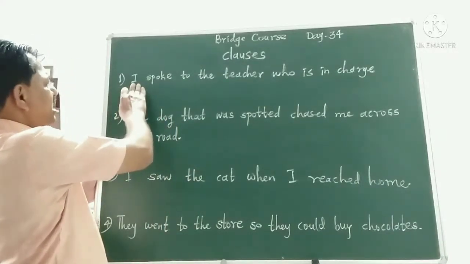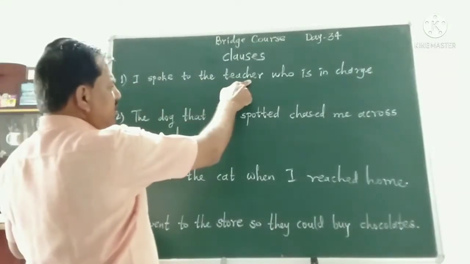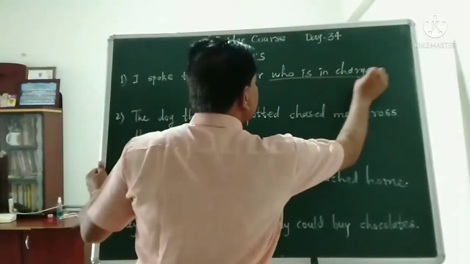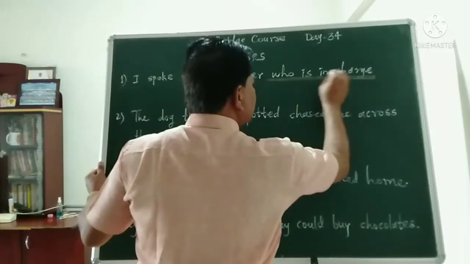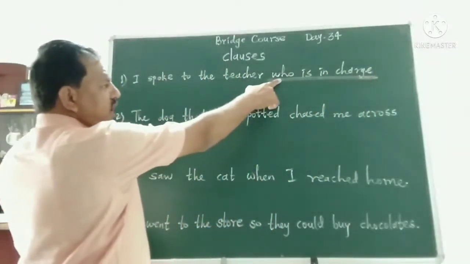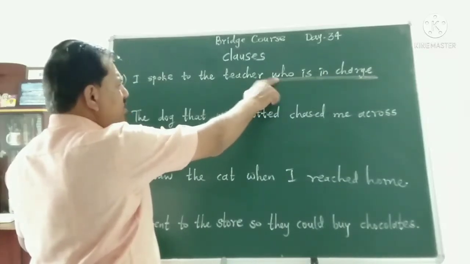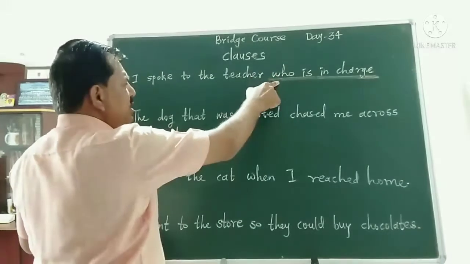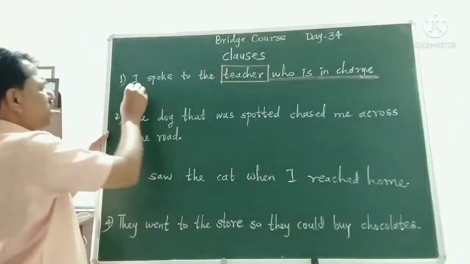Let us repeat from the same sentence. I spoke to the teacher who is in charge. So I spoke to the teacher, this is main clause. Who is in charge, this is subordinate clause. So I underline the subordinate clause. See its function. What does it do in this sentence? This clause gives more information about the noun teacher in main clause. So this is adjective clause.